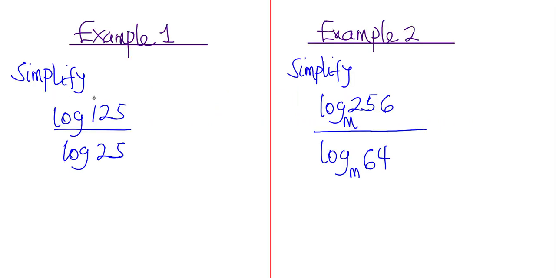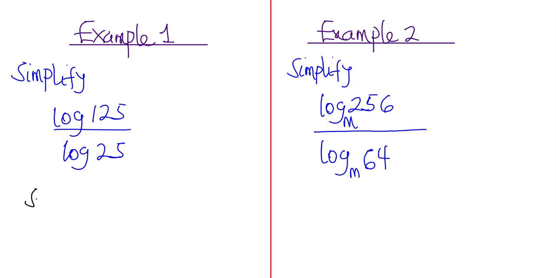So in example 1, it says simplify logarithm of 125 divided by logarithm of 25. Now to simplify expressions involving the division of logarithms, we are first going to express each number as an exponent with a common base, and then from there we are going to apply the product index law to solve. Now this implies that we are going to express 125 as a common base and exponent. The same thing applies to 25.